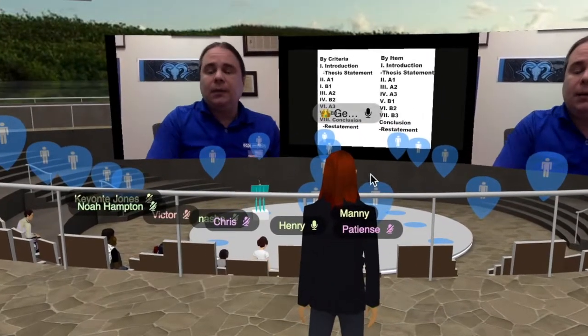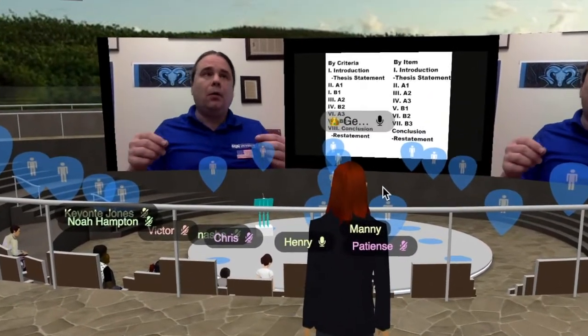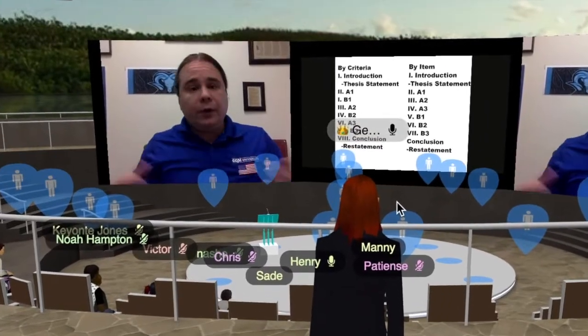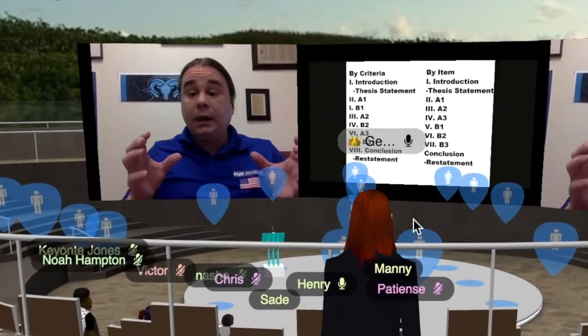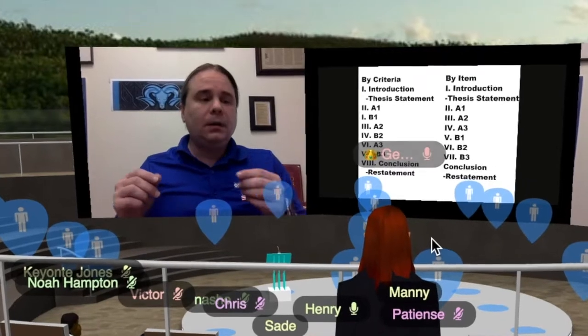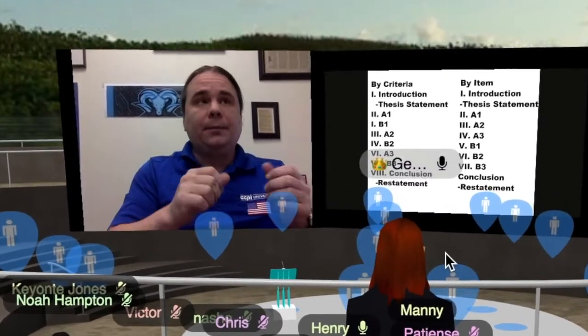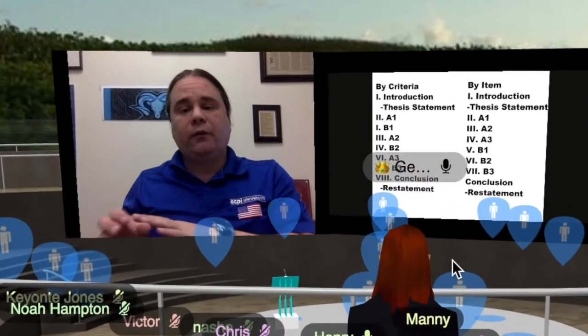Remember, we said if we're talking about the iPhone or Android, they would be our items, and the criteria would be something like hardware, software, usability.